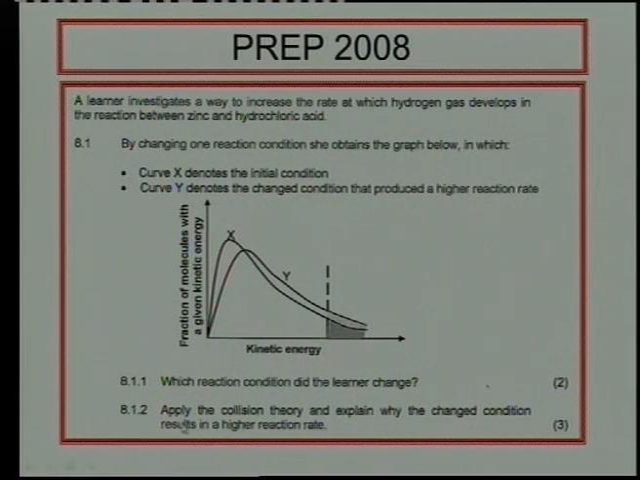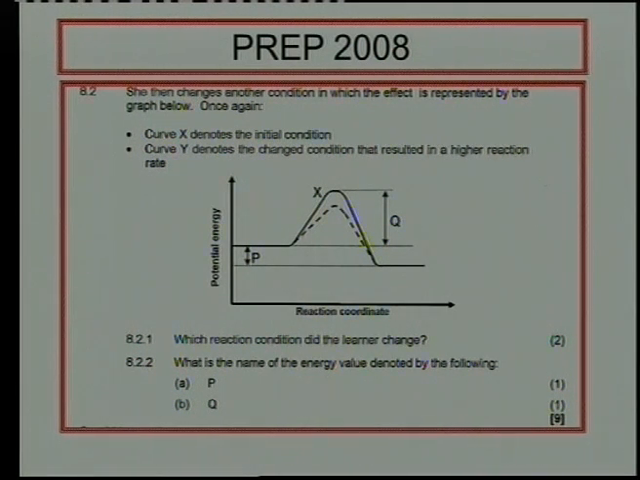In question 8.1.2, we look at collision theory. So the knowledge of collision theory and what the implications are on the reaction is very important. If we look at 8.1.1, they talk about a condition that has been changed. So it's important to know all the theory and all the basics of the scientific process. In the same question, in the same year, we deal with the chemical potential energy versus reaction coordinate graph. So graph work is extremely important when it comes to reaction rates.